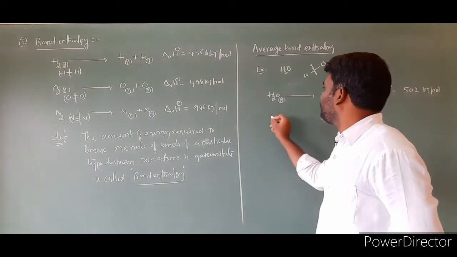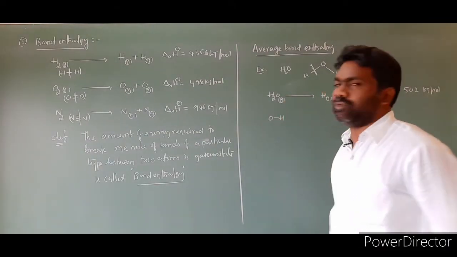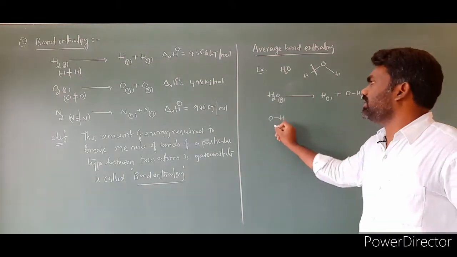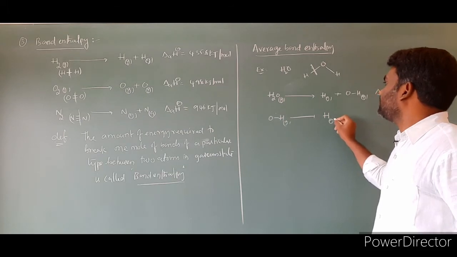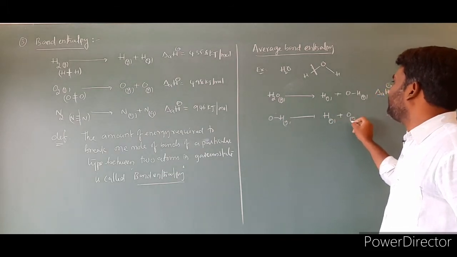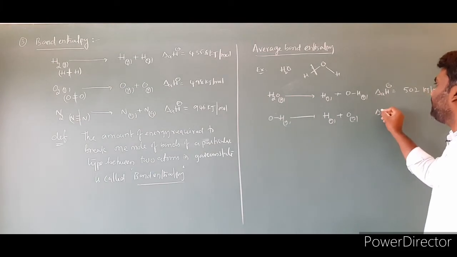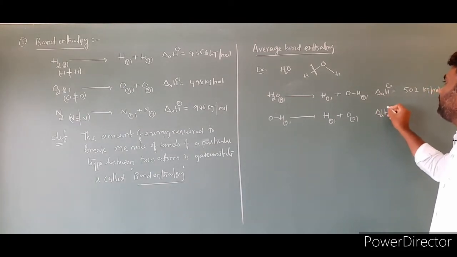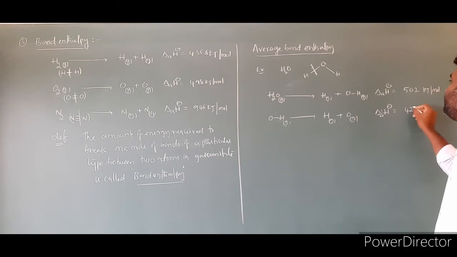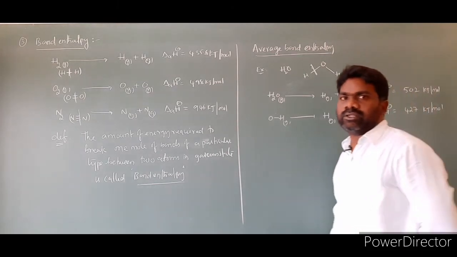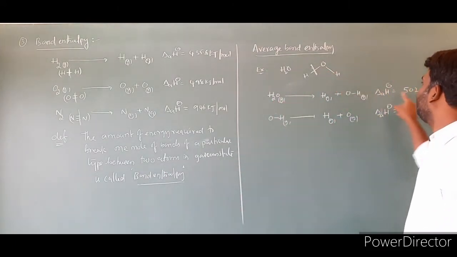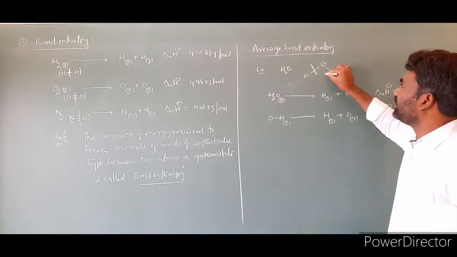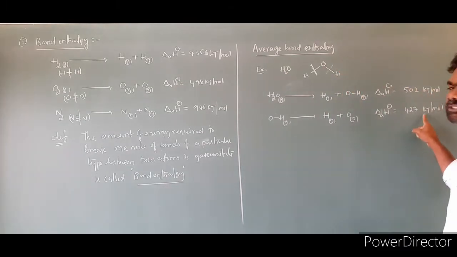Then I am taking the remaining OH. This bond also we have to break. So we are going to get H in gaseous state plus O in gaseous state. The enthalpy of atomization for this case is 427 kilojoule per mole. So this bond has a bond enthalpy of 502 kilojoule per mole, and this bond has an enthalpy of 427 kilojoule per mole.